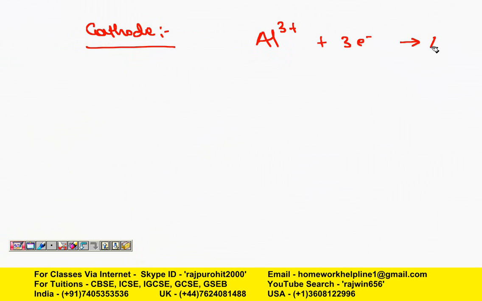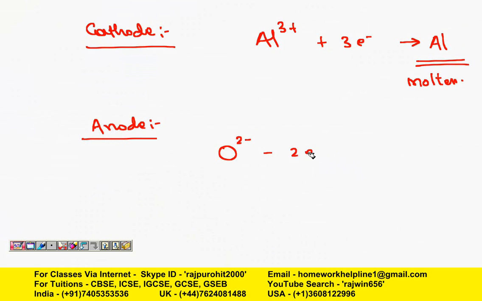Now the reactions at the cathode. Al3+ will gain 3 electrons, and it will become aluminium. This aluminium is in the molten state. Then at the anode, oxide ions will lose 2 electrons, and it is going to form an oxygen atom. This oxygen atom obviously will combine with another oxygen atom and it will become oxygen gas.